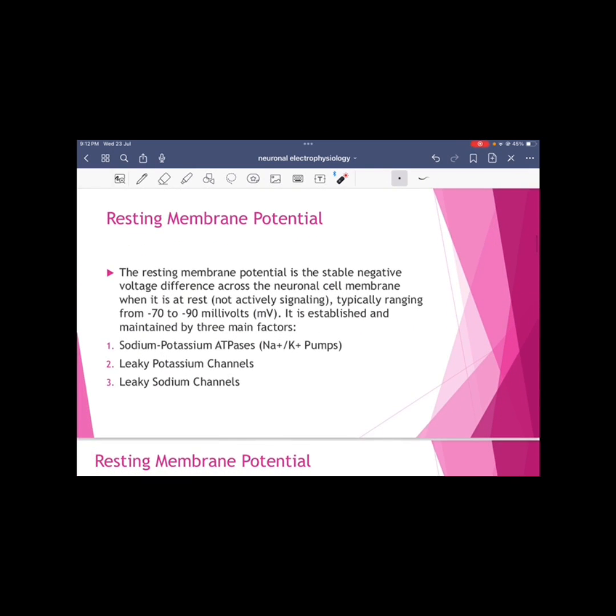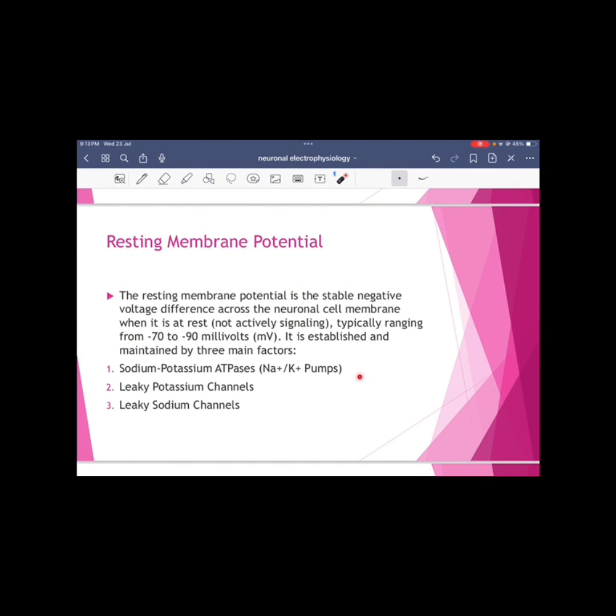First, we have the resting state of a neuron, which is the resting membrane potential. Imagine a neuron like a balloon filled with charged particles. When it's not doing anything, it keeps the inside more negative than the outside. This is called the resting membrane potential, and it is equal to minus 70 millivolts. We have three key things to help create this resting membrane potential as a negative charge. We have the sodium-potassium pumps, we have the leaky potassium channels, and we have the leaky sodium channels. Now we will discuss each of these factors.